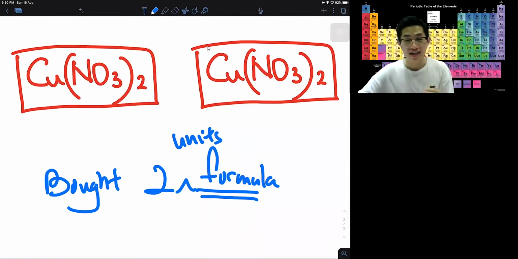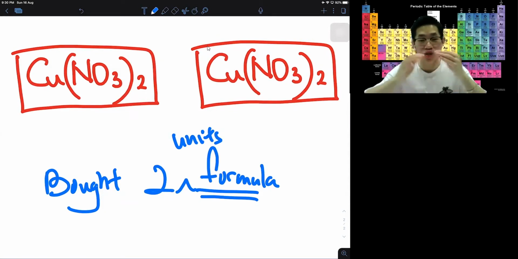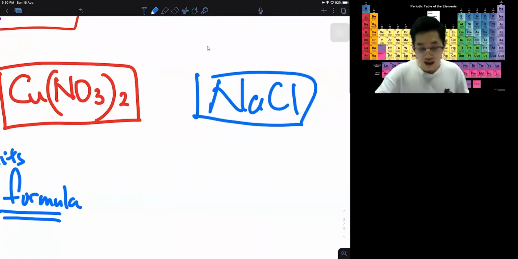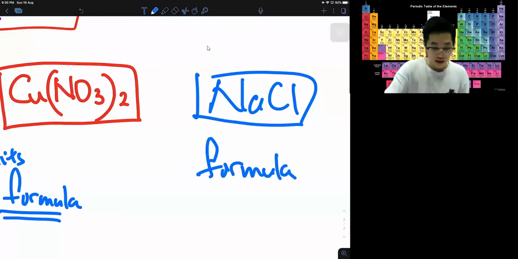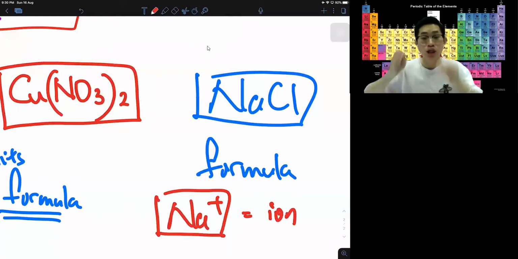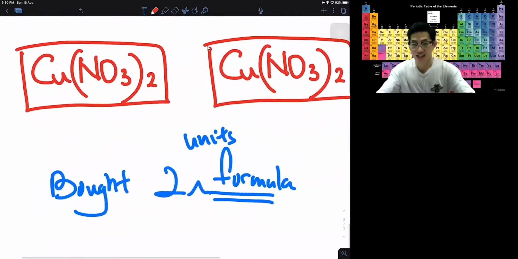Formula is the whole thing. Ion is after they have broken down into smaller units, like NaCl. This whole thing, more than one, is called a formula. If I write Na plus, then this is called an ion. One only. Understand? Just like molecule and atom. Are you clear?